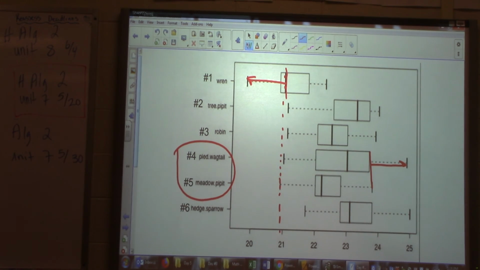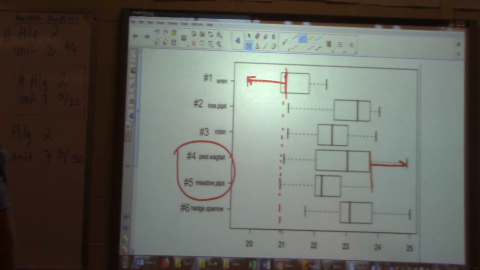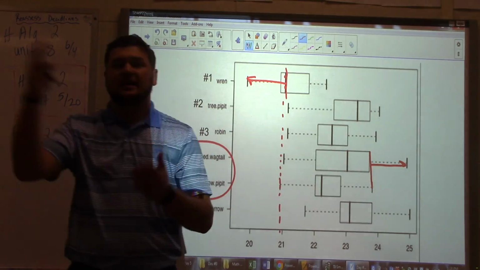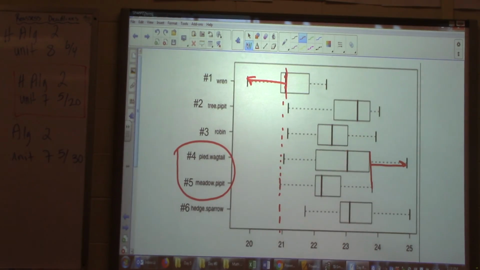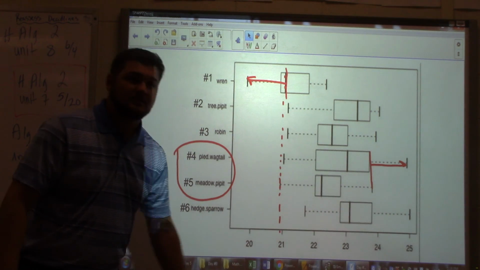Right? So you guys use something on there to justify your answer. Don't just say it's longer. It doesn't tell me anything. Say it has a higher maximum. Say it has 25% of the data above the rest of the meadow pipit. Say its 50% of its data is higher than 50% for the other one. Use the data that's given to you on the graph, on the plot. Alright, justify your answers. And make them good justifications. Alright? Does that make sense? Any questions? Alright.